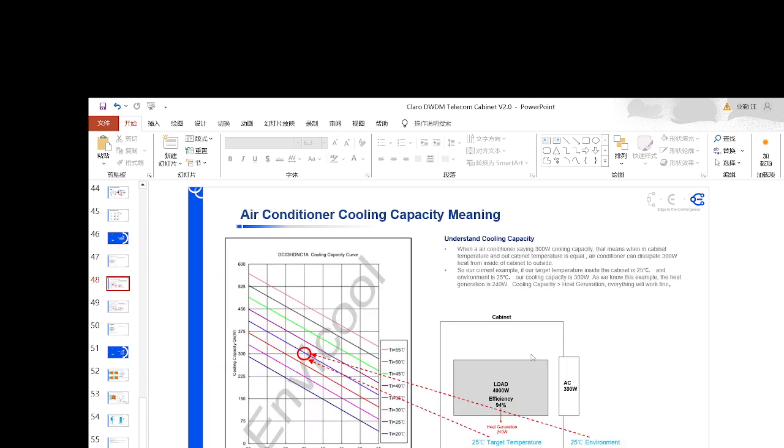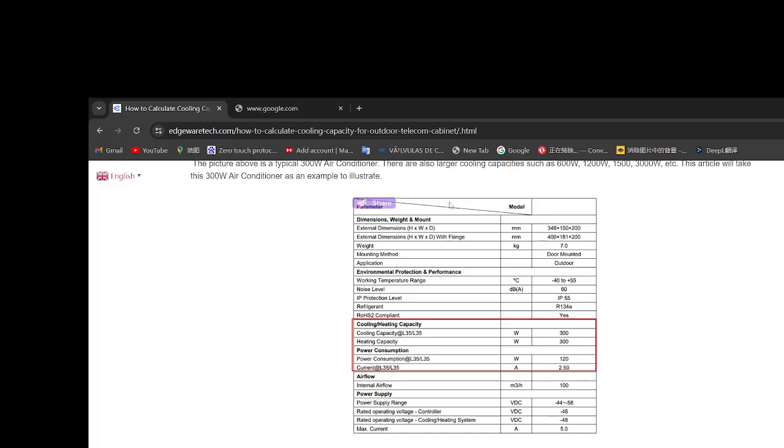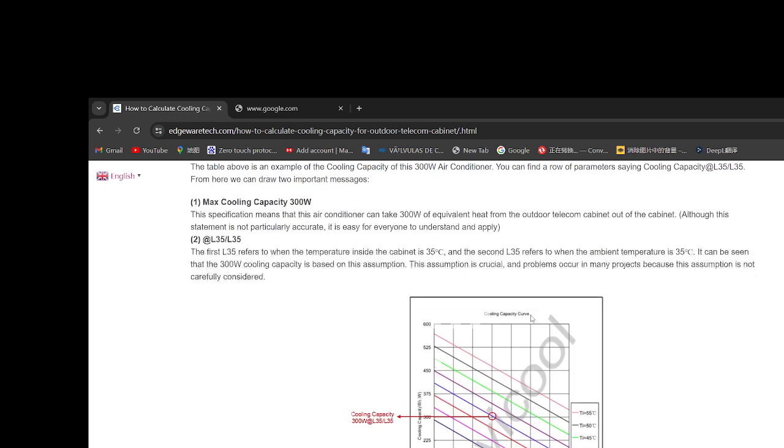Then you see that normally we look at the specification table. Normally the air conditioner provider will give you another table, which is the equivalent cooling capacity curve. Okay, then how do we read it? For example, the cooling capacity is 300 watts at L35. That means inside the cabinet, your target temperature is 35. Okay.